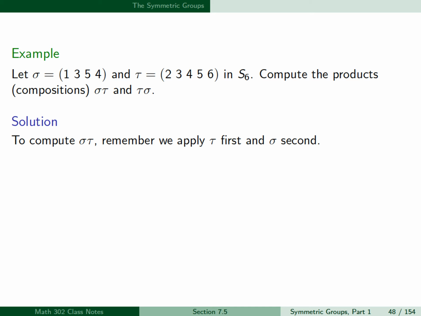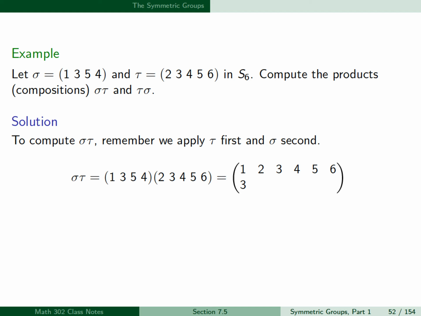Now, to compute sigma tau, remember, since this is a composition, we apply tau first, since it appears on the right, and sigma second. So let's write out sigma tau is 1354 composed with 23456. And to compute this, we'll go ahead and write out the first row in our two-row form for our permutation. And we'll start by looking at the image of 1 under the product. So in tau, 1 doesn't appear. So that means that tau keeps 1 fixed, but in sigma, 1 maps to 3. So in the product, 1 will map to 3.